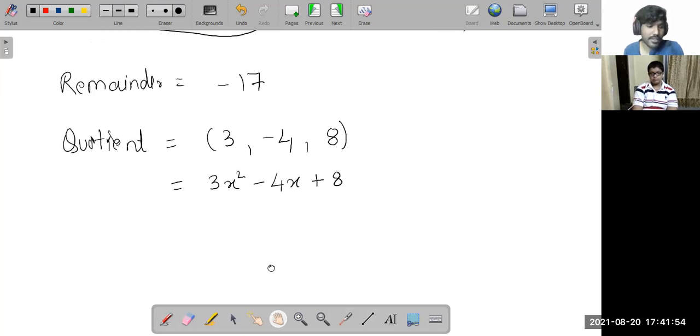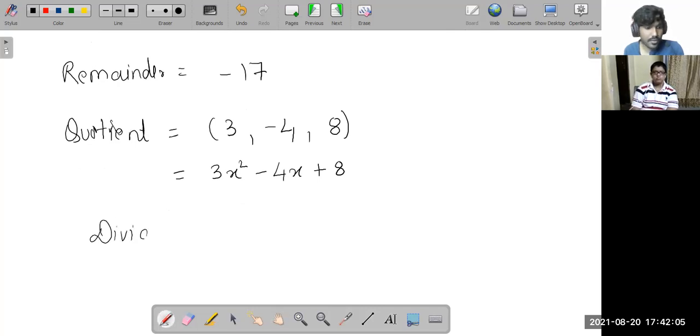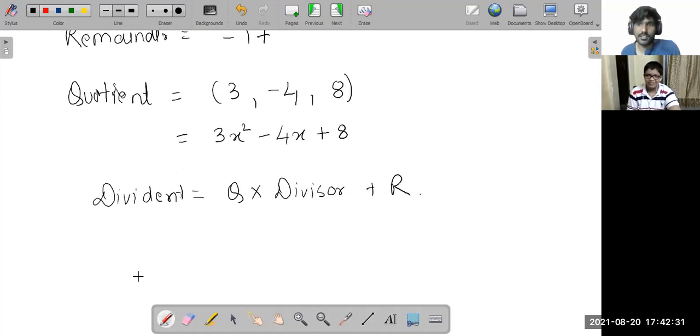And also you know one thing, that dividend is equal to quotient into divisor plus remainder. Do you remember this? Dividend is equal to quotient into divisor plus remainder. Yes, it was in the textbook. But you remember this, right?